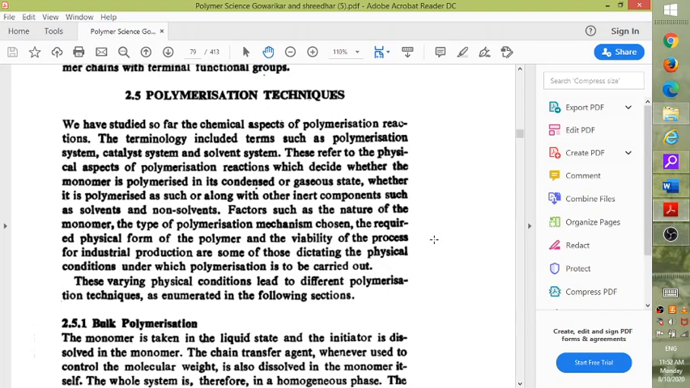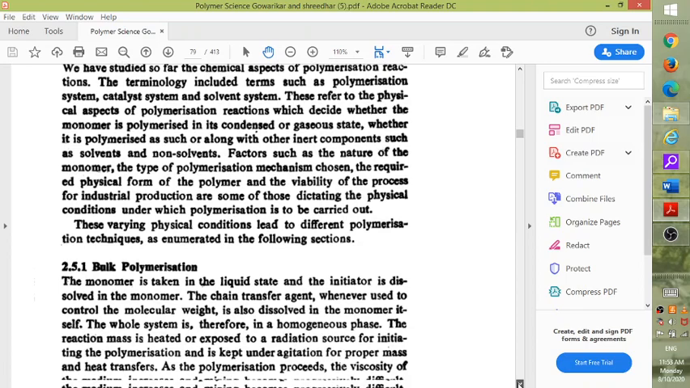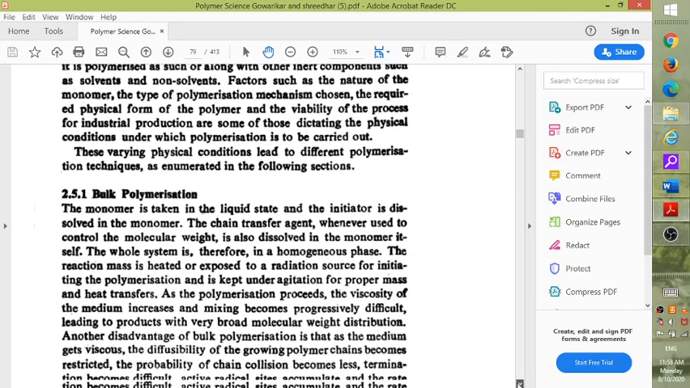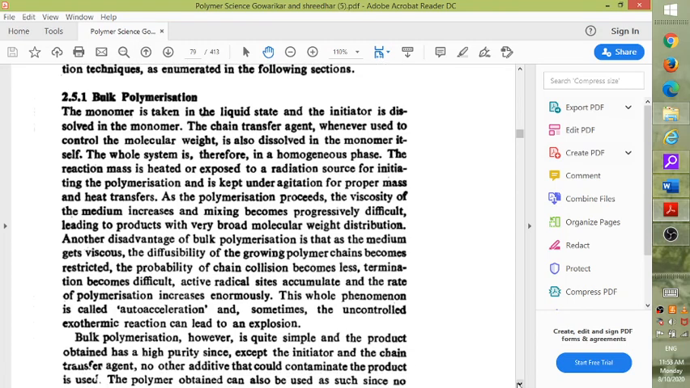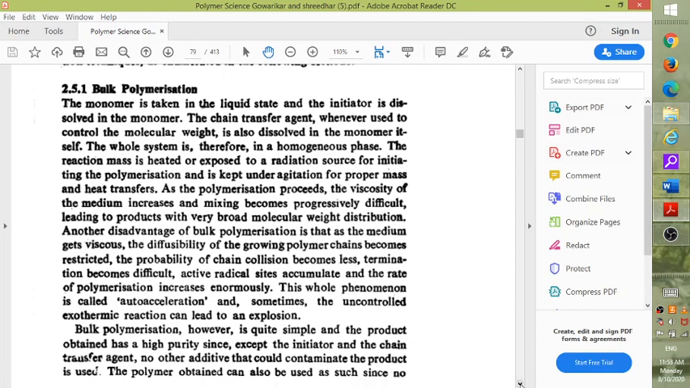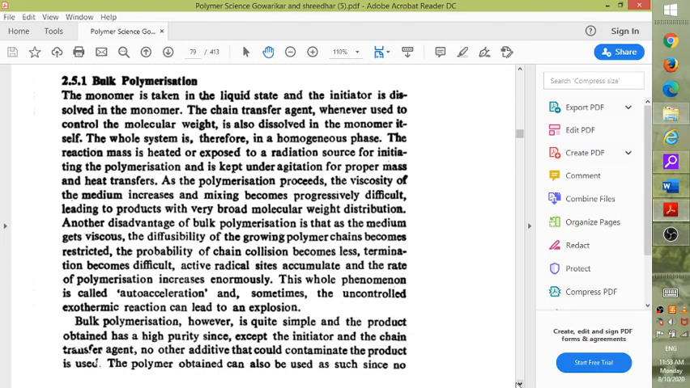Bulk polymerization. As you know, bulk polymerization is a very good technique and it is widely used on the industrial scale as well. The monomer is taken in the liquid state. So the first line you should remember: here in this case, the monomer is taken in the liquid state. This is another physical property defined by this technique of polymerization.